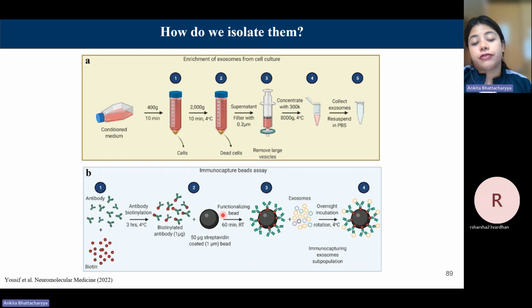So after the functionalization step has been done, whereby you immobilize or localize the biotinylated antibody onto the streptavidin bead, following that, they are incubated with exosomes, and then following overnight incubation, whereby you also subject it to rotation at 4 degrees centigrade, you are basically immunocapturing the desired exosomes subpopulation out of the entire pool.